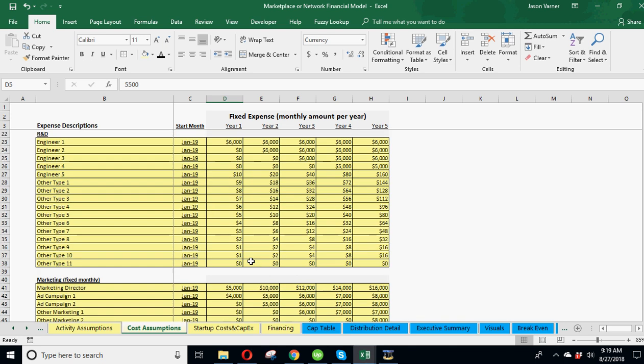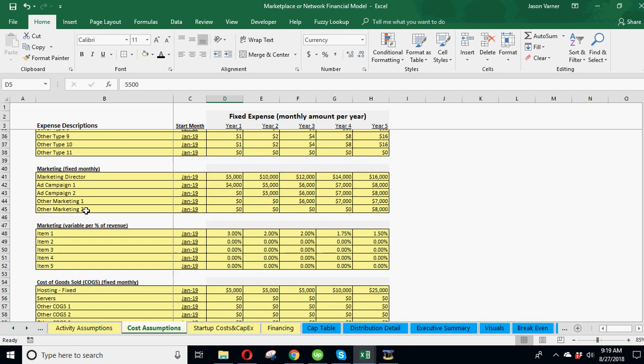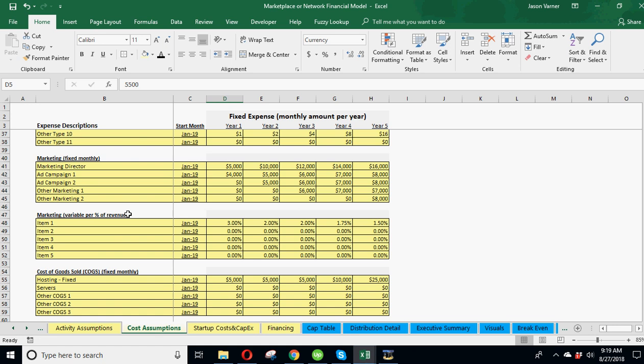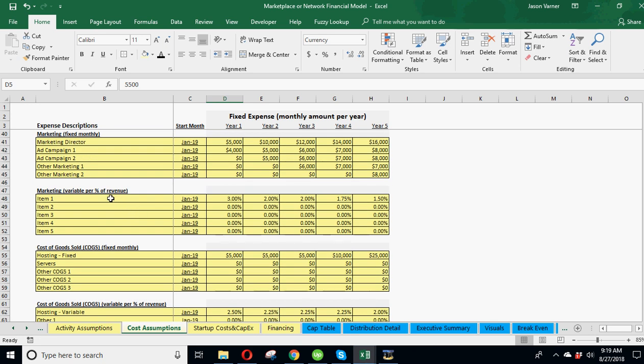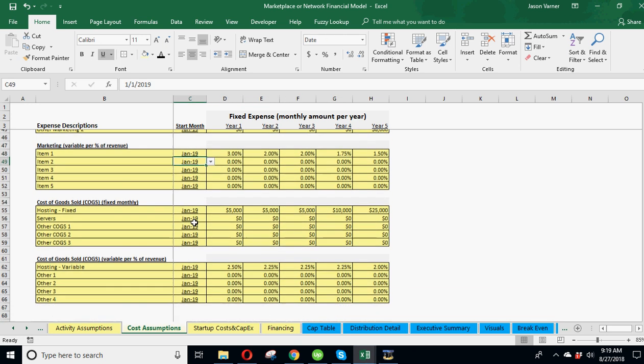We've got R&D, same deal. We've got marketing fixed. Now here's what I've done: I've added some spots for a marketing variable percentage. So this is going to be the percentage of total revenue spent on marketing. It could obviously be zero if it doesn't apply. Pick the start month for all that.